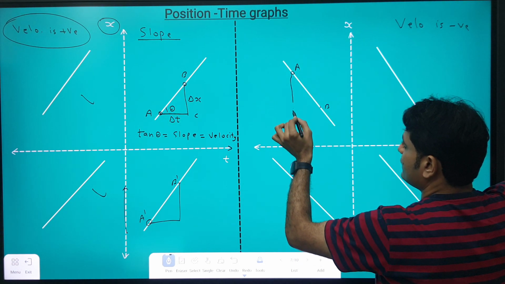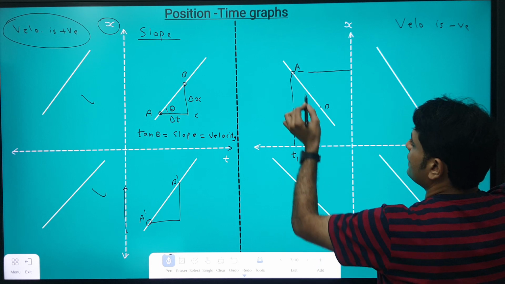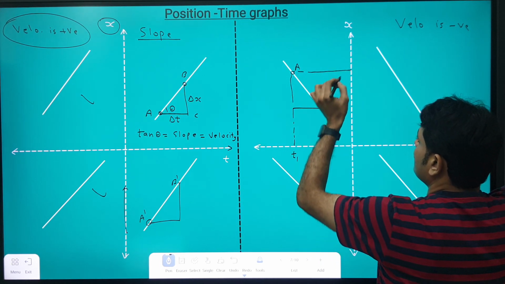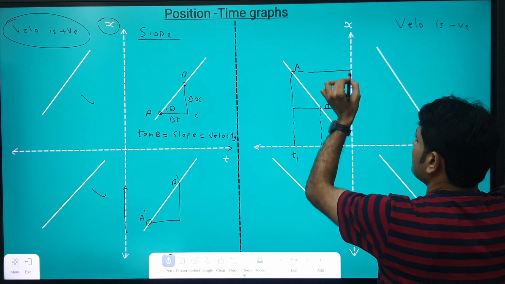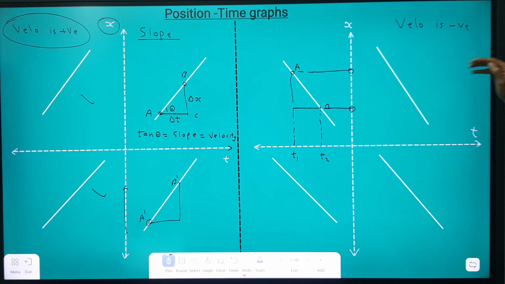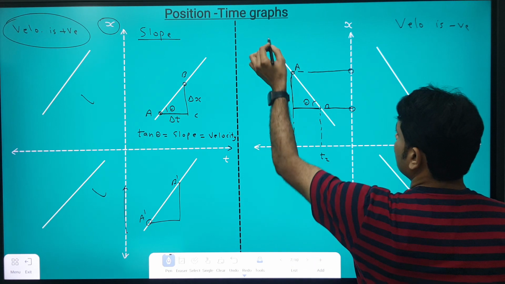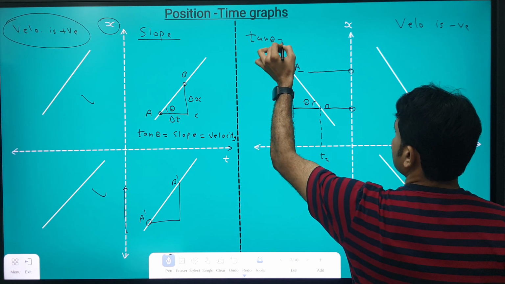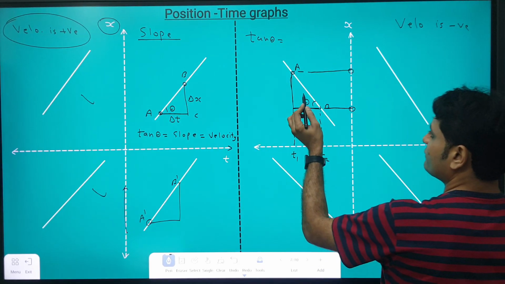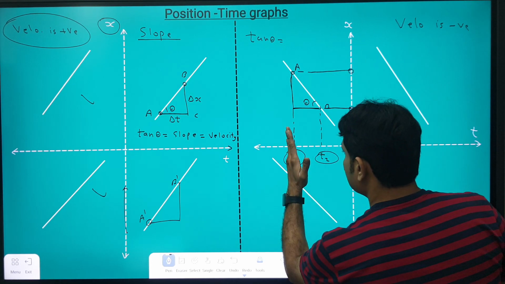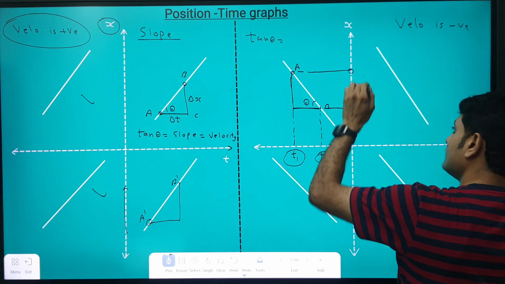Point A is the position when time is t1. Later on, when it comes to time t2, at that time the object is moving towards the negative x-axis. As a result, tan theta, which is the length of the opposite side upon the adjacent side, this opposite side will be negative. Why? Because while moving from t1 to t2, when the time is increasing, the position is moving towards the origin, or we can say it is moving towards the negative x-axis.